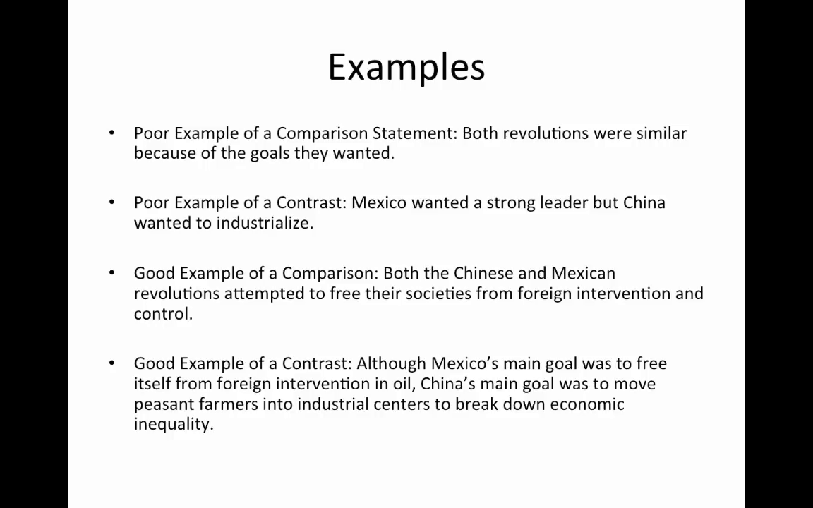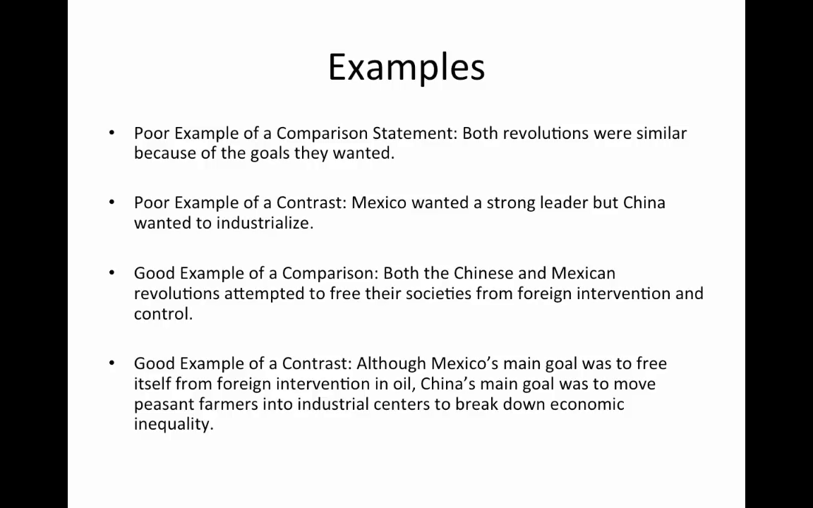I don't know if you guys can see this, but take a look at how this is a reference, not a direct statement. Both revolutions were similar. Okay, that's fine. Because of the goals they wanted. Okay, what goals are we talking about? This refers to the goals that you're going to talk about later on in your body paragraph. It's probably all going to be there, but it's not stating what those goals are in the argument. You've got to make sure you do that. So stay away from referencing.